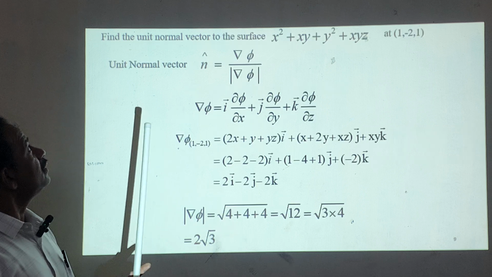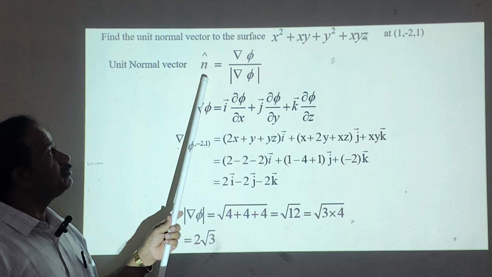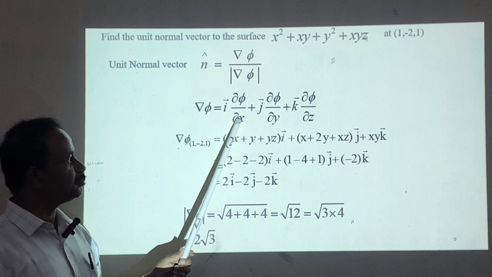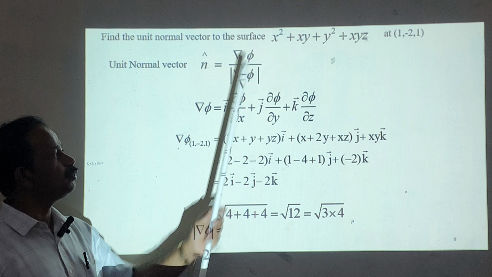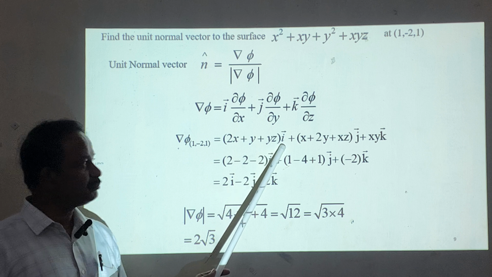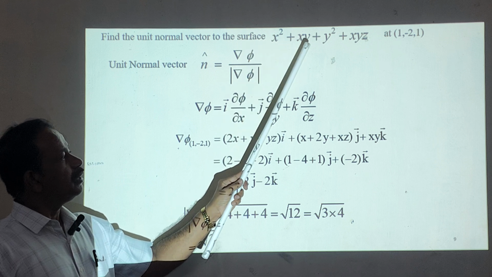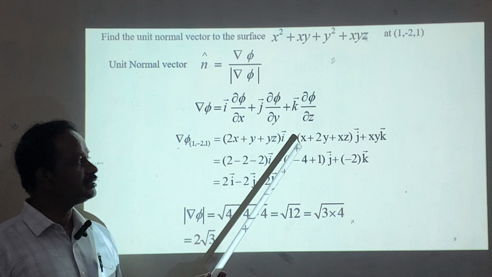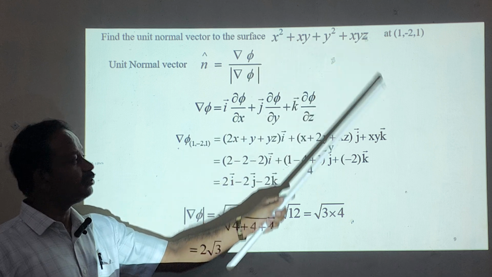Okay. Now we will go for the next problem. Find the unit normal vector to the given surface at 1 comma minus 2 comma 1. So the formula is n cap equals del phi divided by mod del phi. So del phi is given by this expression, and we will have to differentiate this with respect to x, y and z. When you differentiate this with respect to x, it will give you 2x, this will be y, this will be 0, and this will be yz. So yz times i. Plus, differentiating with respect to y, this will be 0, this will be x, this will be 2y, and this will become xz. So xz times j. The last one we differentiate with respect to z. So this is 0, 0, 0, xy alone will be there, so xy.